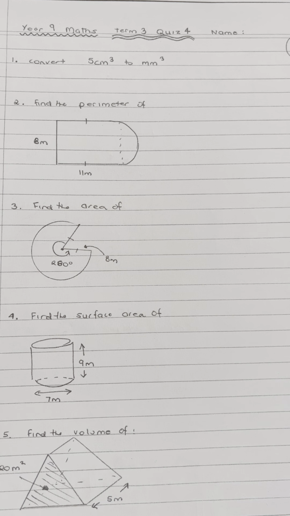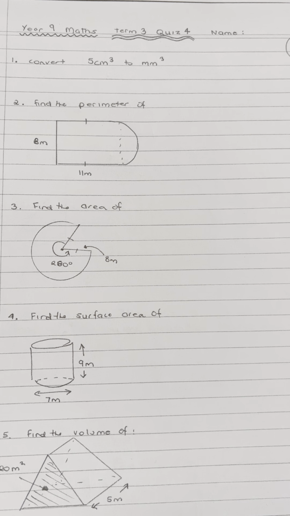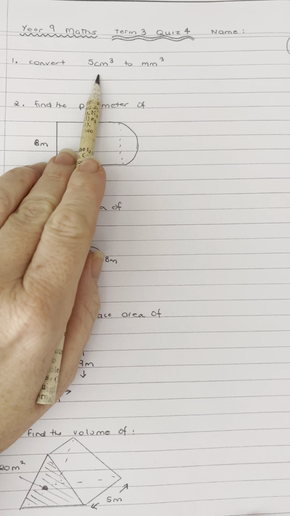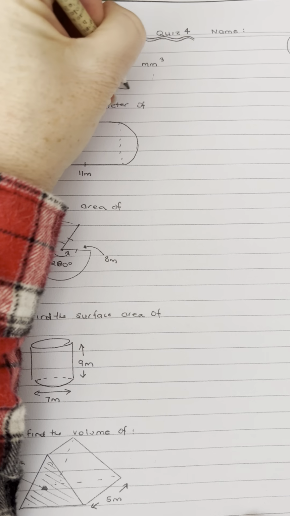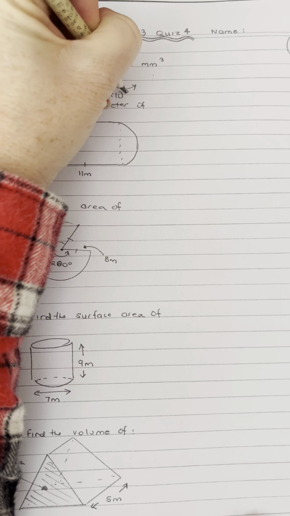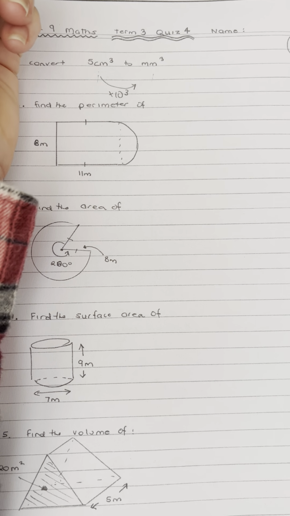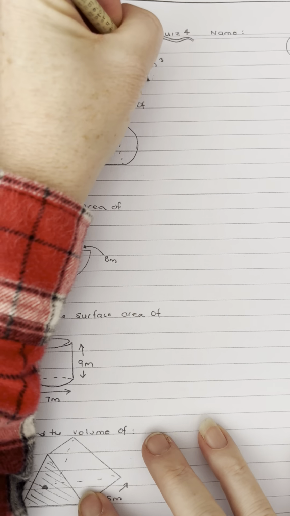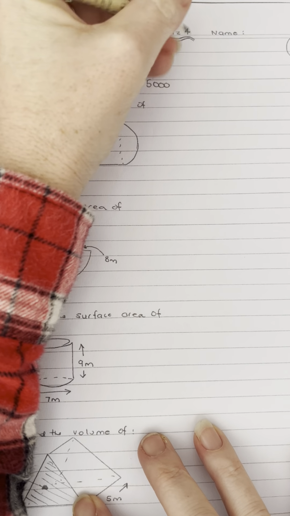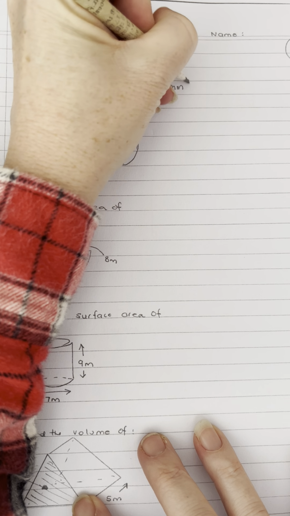Okay, looking at a Year 9 Maths quiz, our quiz 4 for the term. So we've got a converting units question first up. Centimetres cubed to millimetres cubed. I know I'm going to times by 10 cubed there. So I would be doing 5 times 10 to the power of 3. Or I can do that as 5 times 1,000. But that will give me 5,000 millimetres cubed.